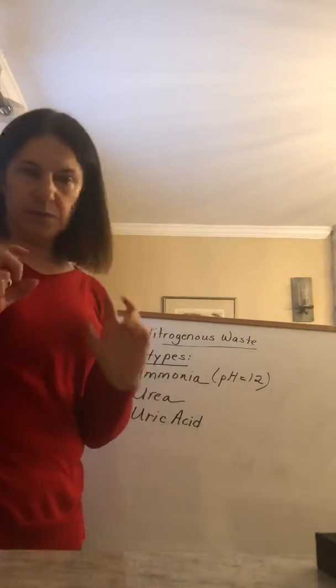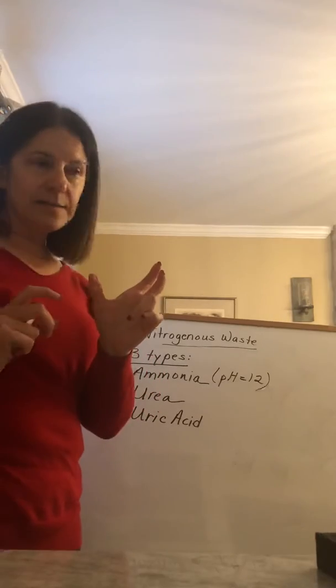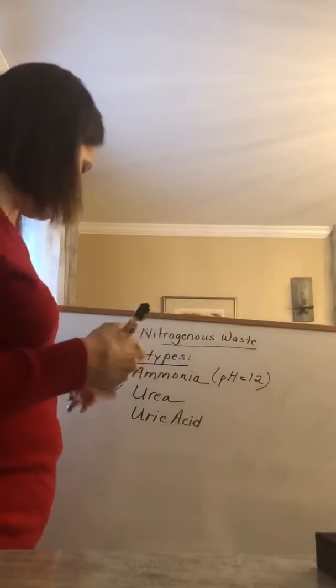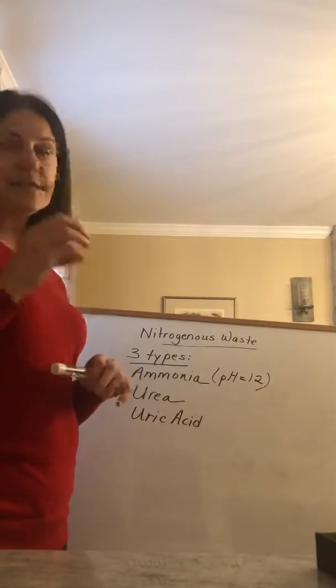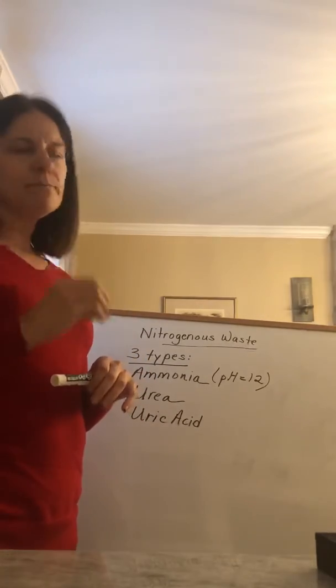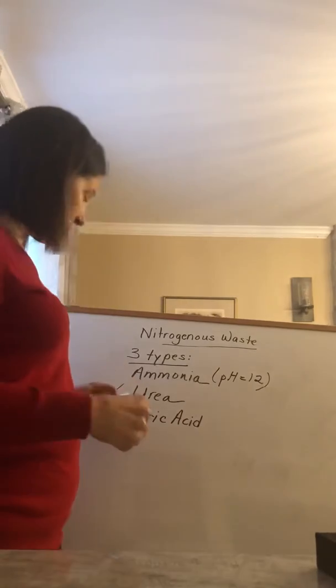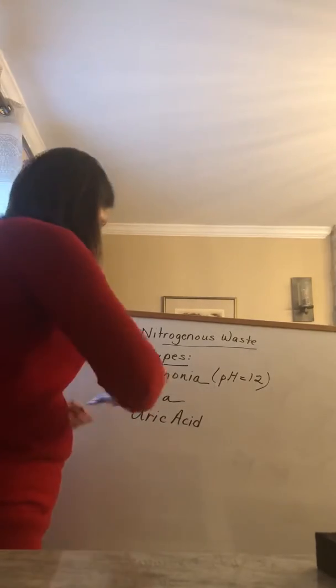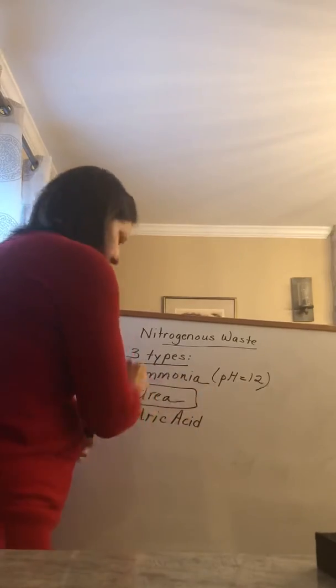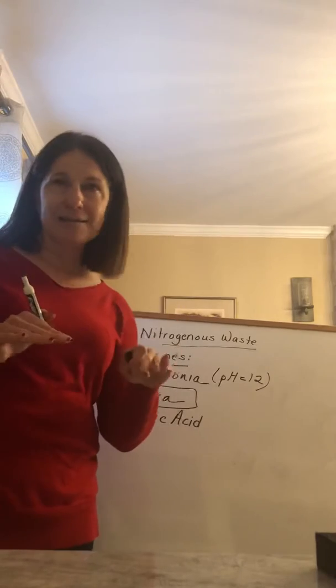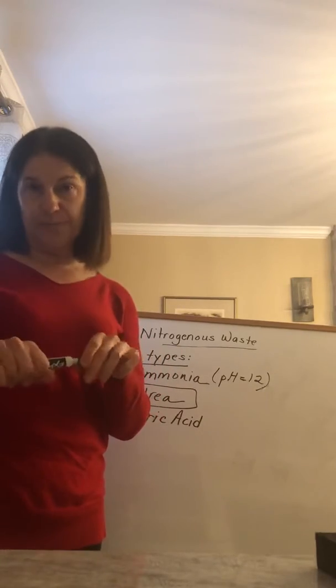Urea kind of hits the sweet spot, okay? It's a little toxic, but it's a little more expensive to produce than ammonia, okay? Uric acid is the least toxic, but is the most expensive from an ATP and energy perspective to produce. So it requires a little bit more work. So urea is kind of our sweet spot, so it strikes the balance between toxicity and energy expenditure.